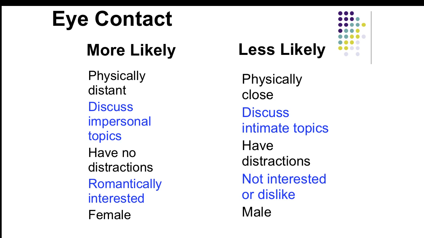So here are some things that can be signified by eye contact. We can signify with more or less eye contact how close we are to another individual. We can signify what we're talking about. If you look at what we're discussing, you can tell if we're discussing more intimate or impersonal topics based on eye contact. We can tell if people have distractions or don't have distractions based on eye contact. We can even tell if they're romantically interested or not interested.